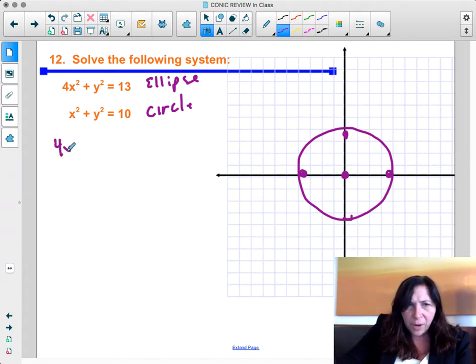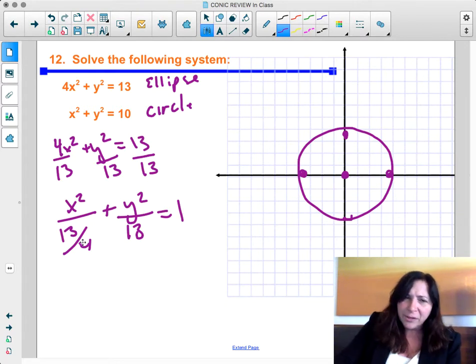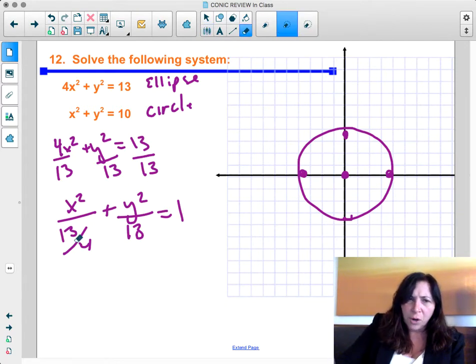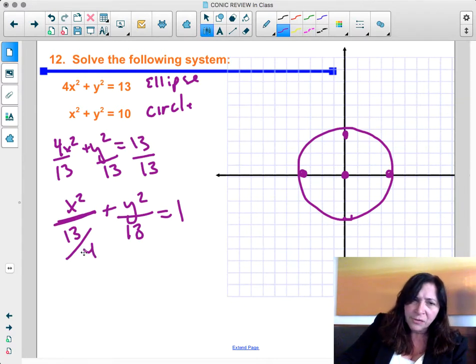So we've got 4x squared plus y squared equals 13. We're going to divide everything by 13. And what I end up getting is x squared over 13 divided by 4 plus y squared over 13 is equal to 1. You have to leave this as 13 over 4 because technically you can't have any value in front of the x squared term. So we're going to multiply by the reciprocal, which is the same thing as dividing. So we have 13 fourths.